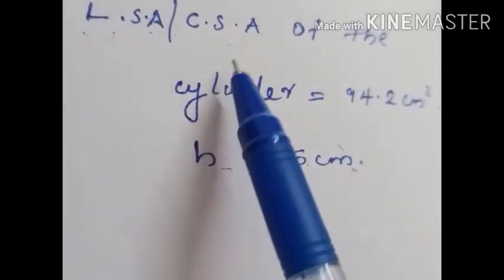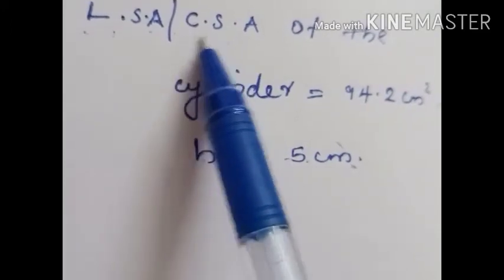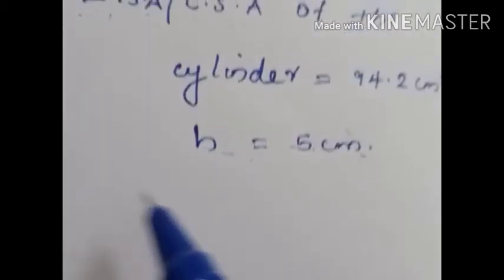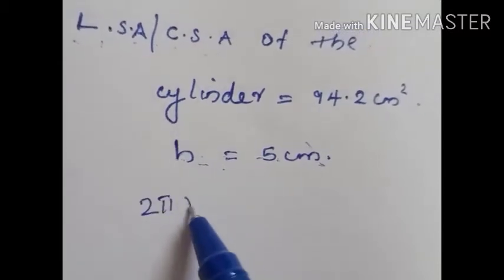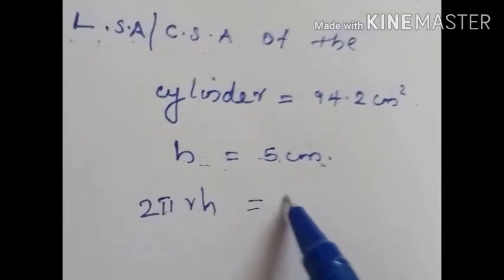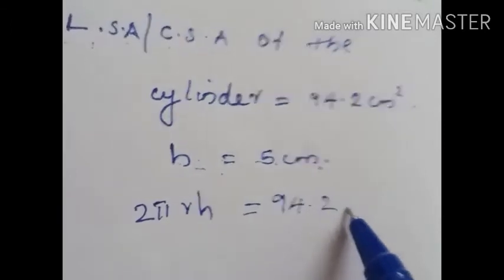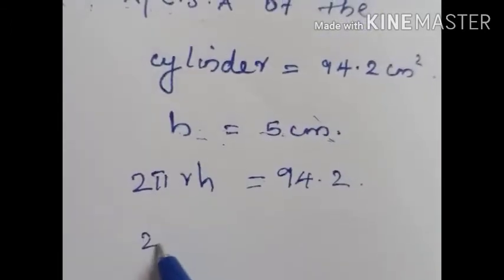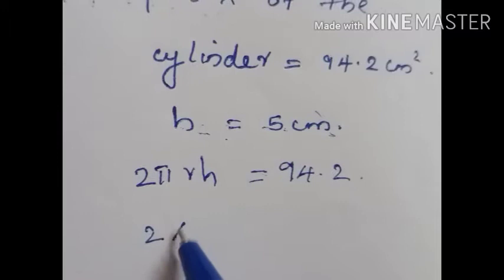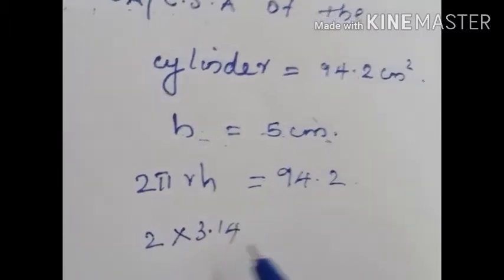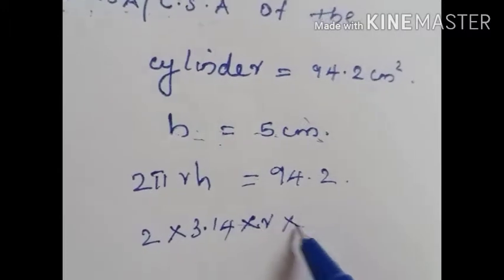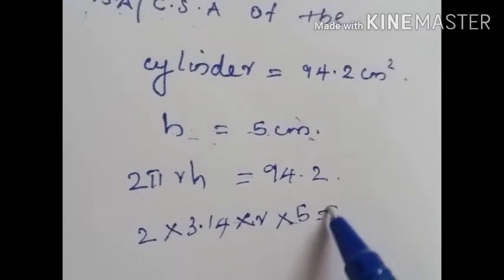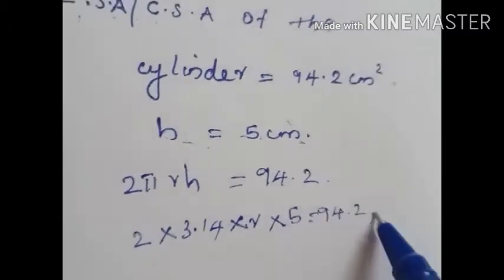For that we can write the equation for CSA of the cylinder. So what is the CSA of the cylinder? It is 2 pi RH. So this is equal 94.2. Then here we have to substitute the values of pi as 3.14. It is given in the question. R we have to find. Then H is given as 5. So this is equal 94.2.